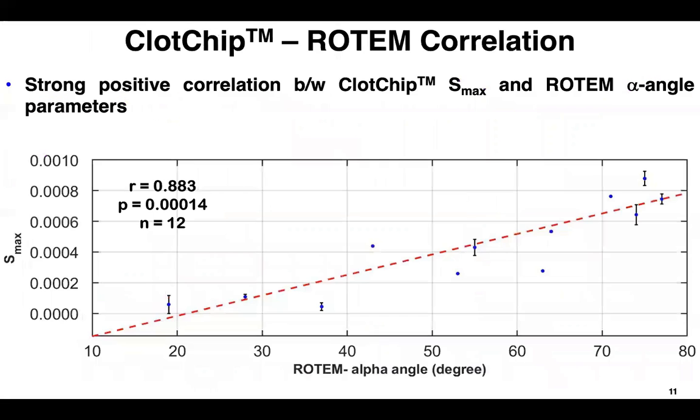We also assess the correlative power between these two parameters. As shown in this figure, the ClotChip Smax exhibits a strong positive Pearson correlation of 0.883 and p less than 0.001 for 12 tests. This shows that the ClotChip has the same level of functionality as Rotem, which is the clinically important assay for monitoring fibrin polymerization effects on whole blood coagulation. However, the ClotChip can be considered a point-of-care device and can be used in locations where the Rotem cannot.